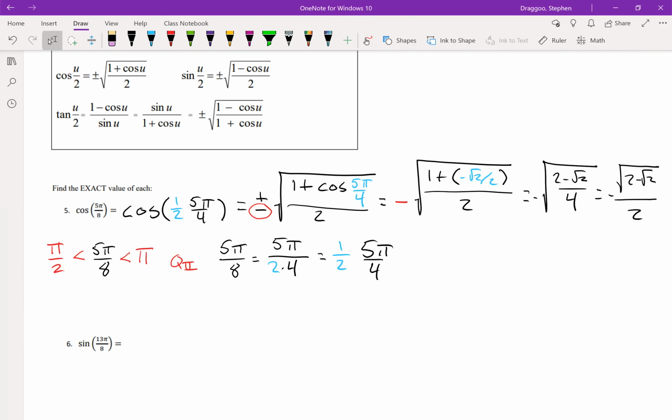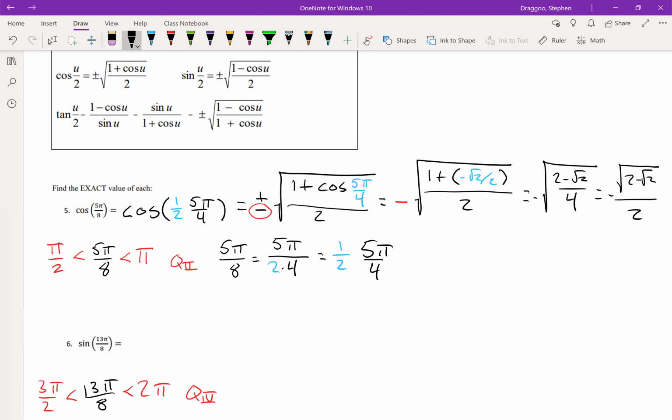All right, in problem 6, we're going to look at the sine of 13 pi over 8. Just like we did in the problem before, I'll find a quadrant for 13 pi over 8, where here 13 over 8 is going to be less than 2, but more than 3 halves, meaning that 13 pi over 8 is in between 3 pi over 2 and 2 pi, which should put this firmly into quadrant 4, or at least theta over 2, or u over 2 is going to be in quadrant 4.